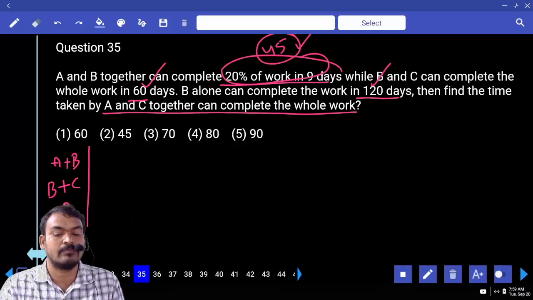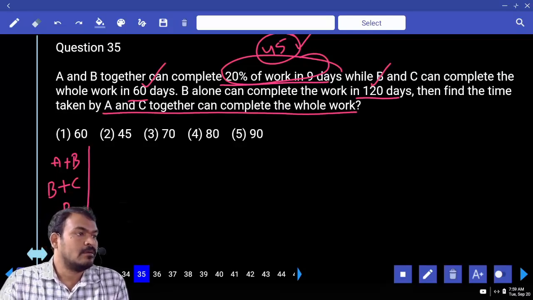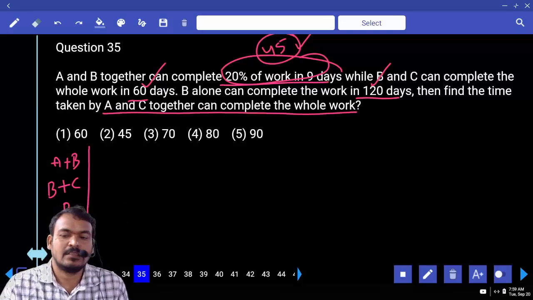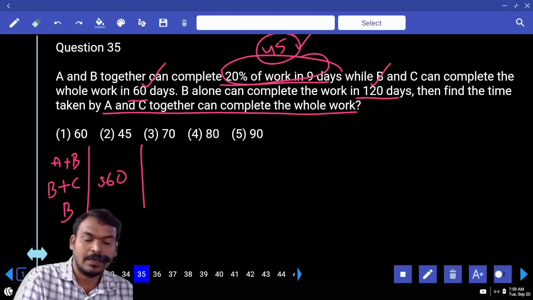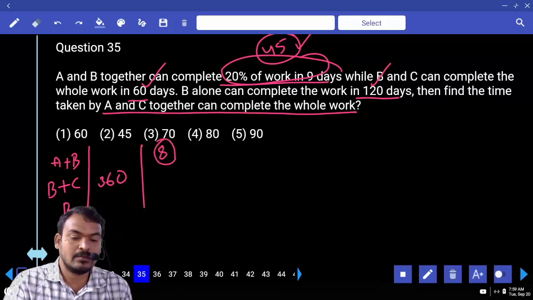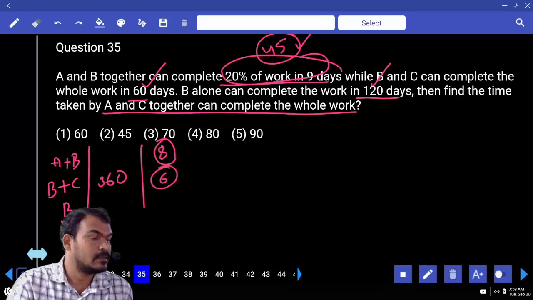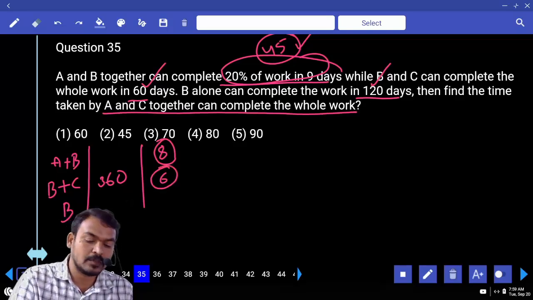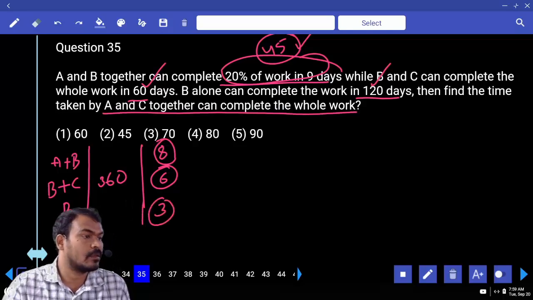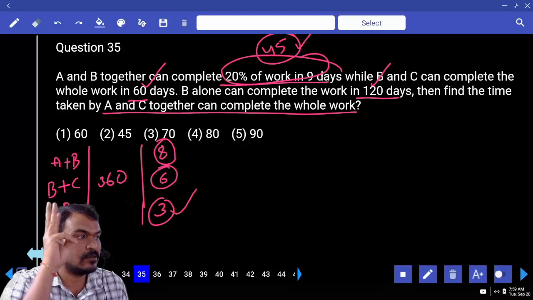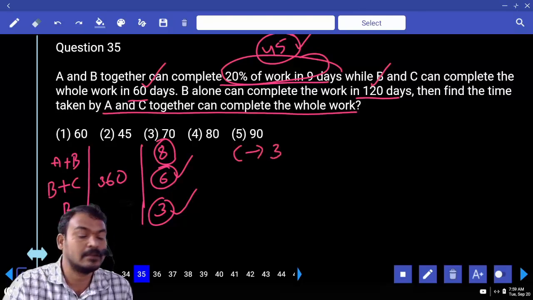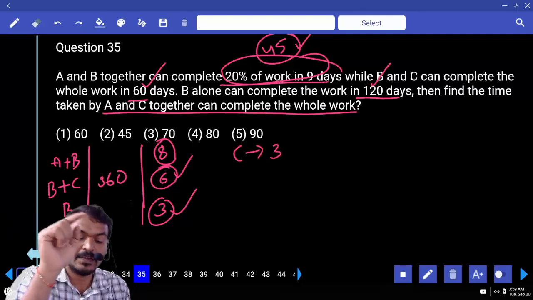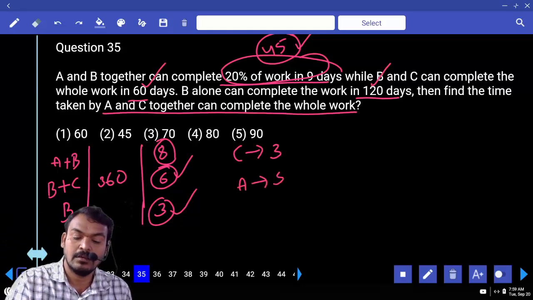What is the LCM of 45, 60, 120? 360. Total work is 360. A and B together in 45 days means A and B efficiency is 8. B and C together in 60 days means B and C efficiency is 6 parts. B alone in 120 days means B efficiency is 3 parts. But B plus C efficiency is 6 parts, so C efficiency is 3 parts. A plus B efficiency is 8 parts, and B efficiency is 3 parts, so A efficiency is 5 parts.